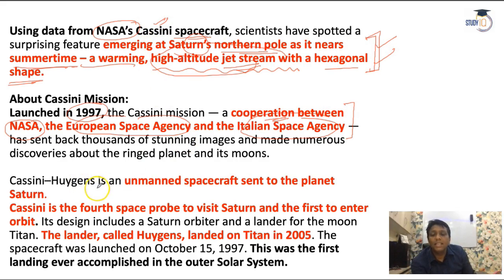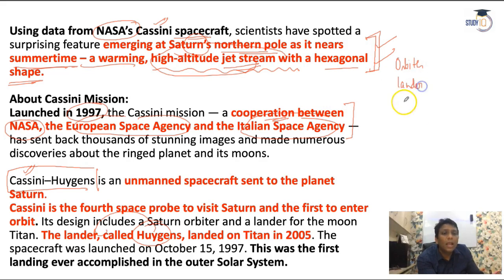See, Cassini-Huygens has two things: Cassini and Huygens. Cassini is the orbiter, and Huygens is a lander. An orbiter is what we put into orbit. A lander is what we land on the surface. You should know three components for space research: the first is called an orbiter, the second a lander, and the third a rover.